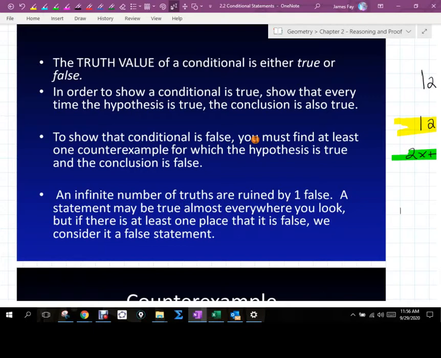If we can determine that they're true, that means there are no examples out there that would produce a false result. Which is hard to do. It's hard to show things to be true. It is easier to show things to be false because all you need is one example. We call it a counterexample that is going to show a conditional statement false.